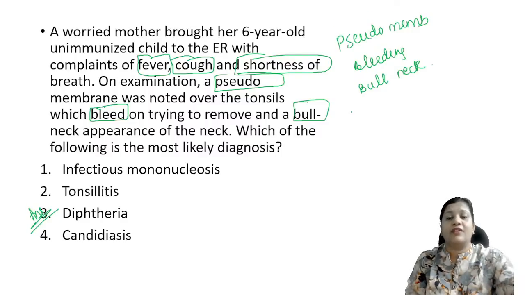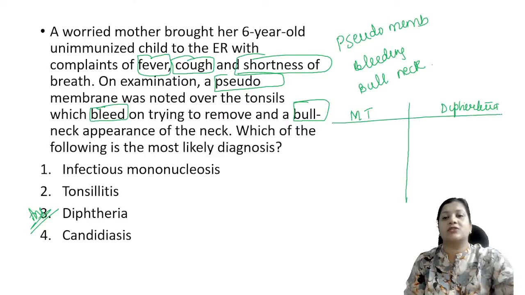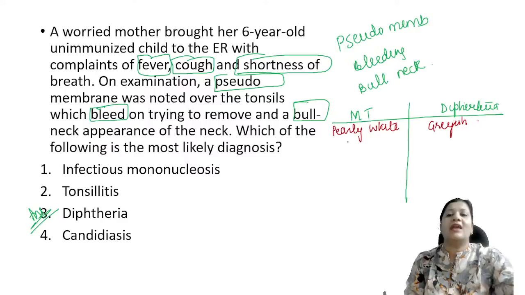So if I have to differentiate membranous tonsillitis from diphtheria, there are few very important points. Now, membranous tonsillitis occurs because of streptococcus. Diphtheria occurs due to Corynebacterium diphtheriae. When we talk about membranous tonsillitis, the membrane is pearly white in color, whereas diphtheria is grayish white in color. Membranous tonsillitis on peeling will not bleed, whereas diphtheria on peeling, the underlying surface will bleed.